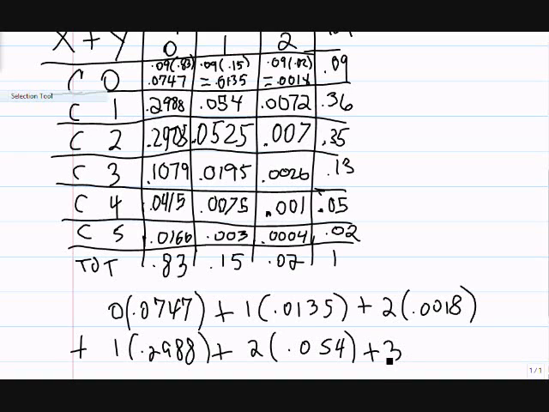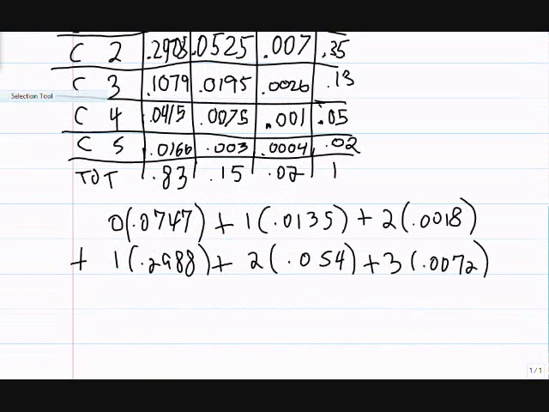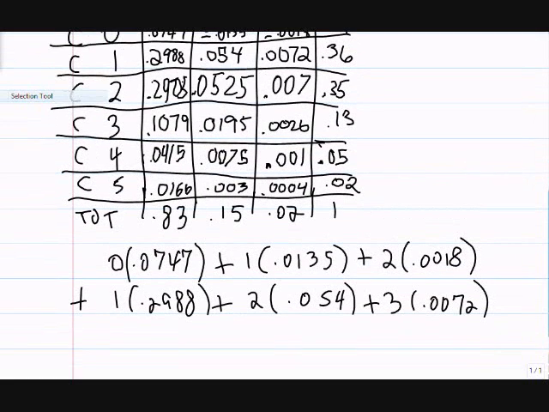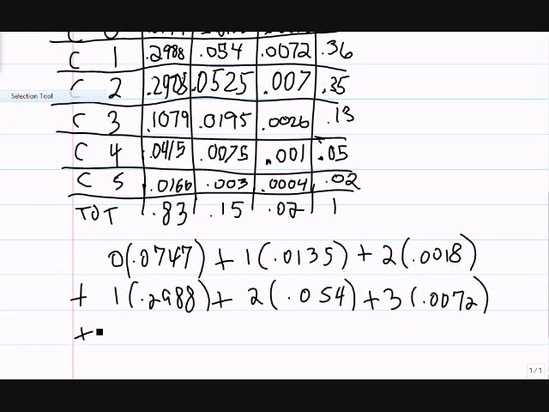And then three vehicles, which would be 1 car and 2 motorcycles, for 0.0072. Or, oops, I went down too far. So I'm going to ask you, would you rather do it this way, or would you rather learn a formula for this? Oh, you'd rather learn a formula.